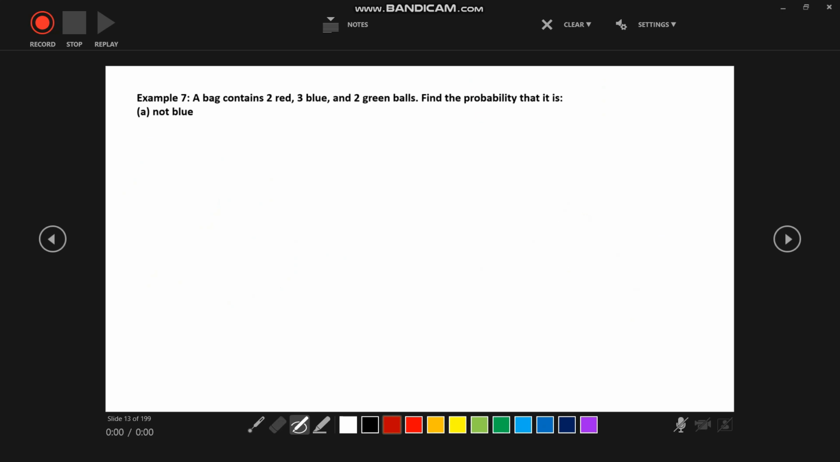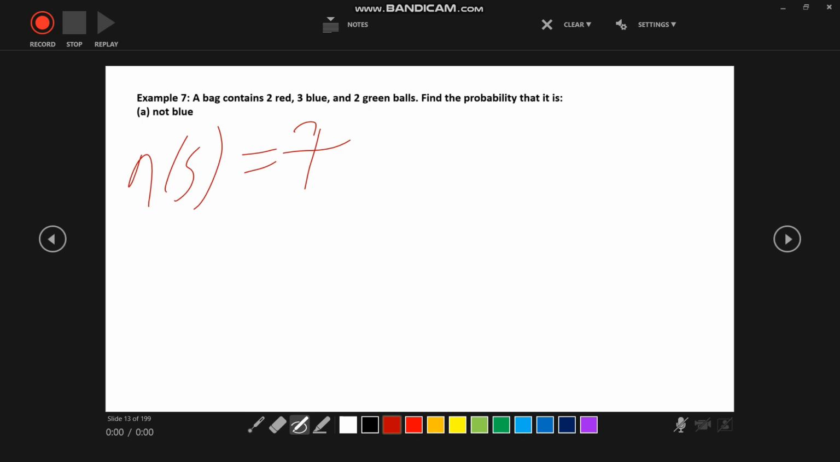We have another example. A bag contains 2 red balls, 3 blue balls and 3 green balls. If a ball is chosen at random, find the probability that it is not blue. So the total number of possible outcomes here will be 2 plus 3 plus 3, which is 8. We have to find the probability that the ball picked is not blue.